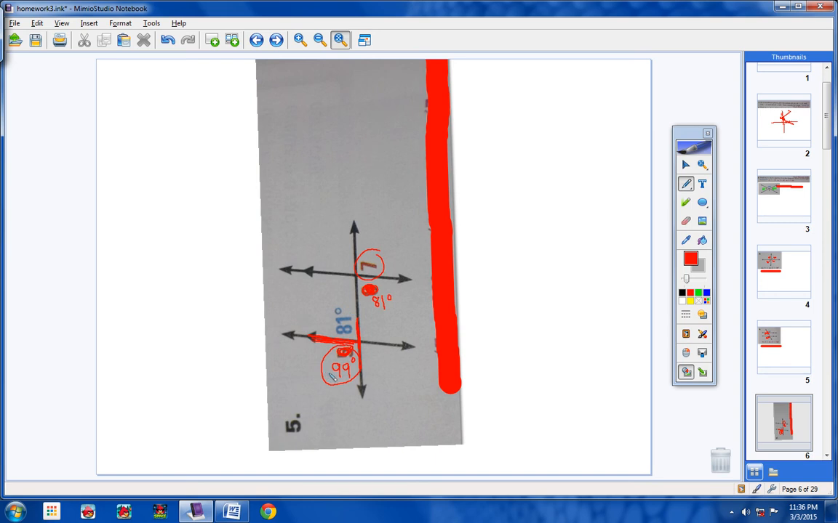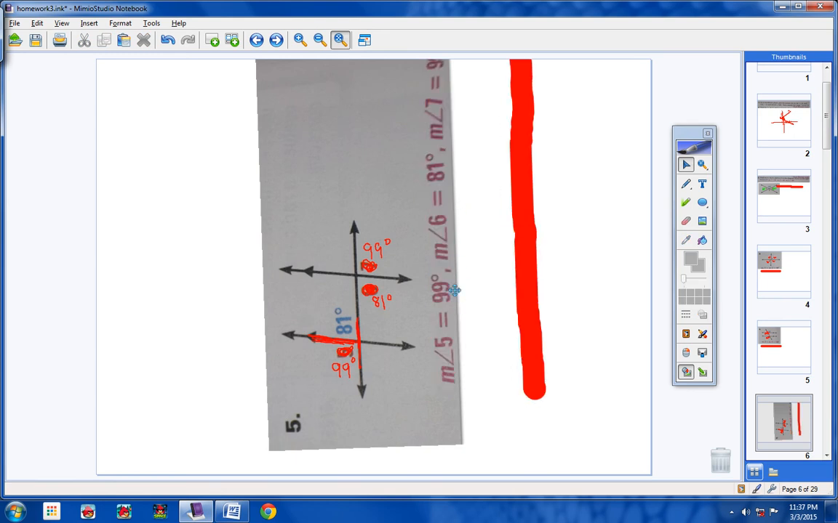And they're exterior because they're on the outside of the parallel lines. So alternate exterior angles are congruent, and these two angles that I've circled are alternate exterior angles. So the measure of angle 7 here is 99 degrees. Guys, I hope that helps, okay? That's really, really important that we understand that math, okay? And there's the answers right there, even though it's really hard to see, okay?